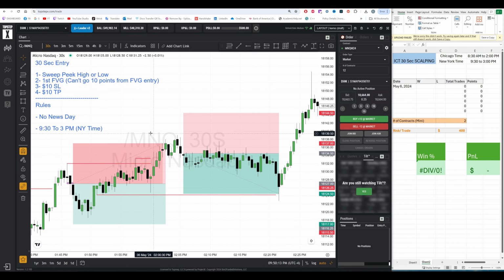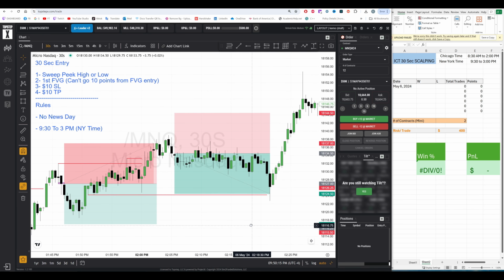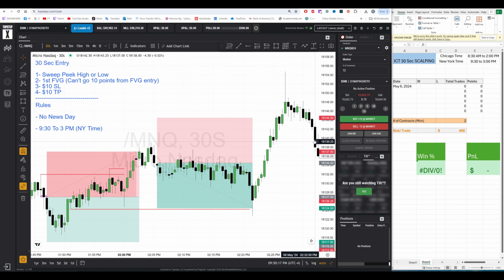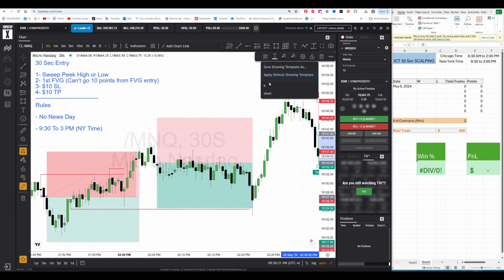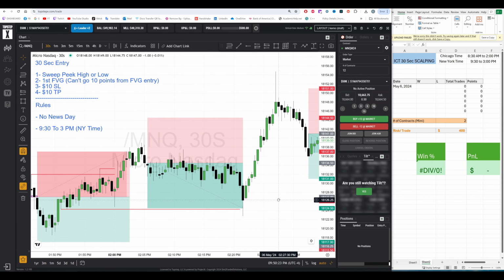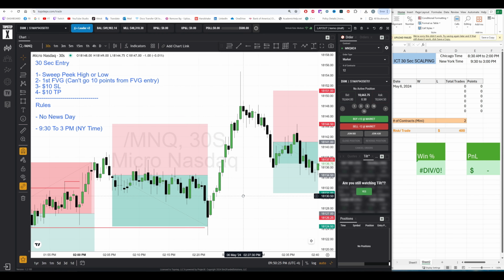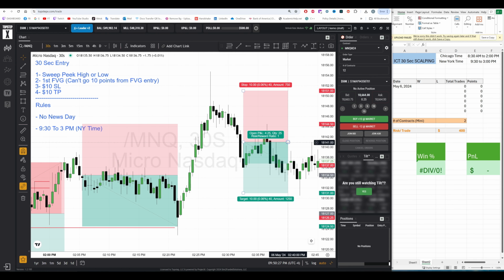Let's see. We swept this high again. We made a new high. Let's see a bearish fair value gap. I see a bearish one here. I'll take that. Here is the short. Let's see a retracement. We got the retracement. And we get the TP. Let's go. All right, so 242.